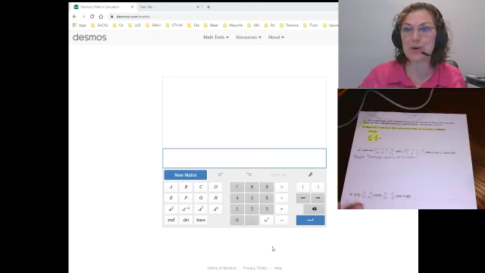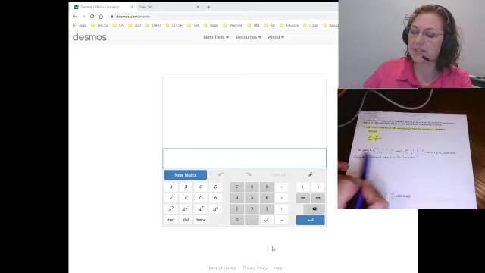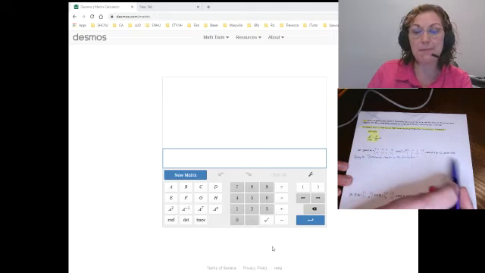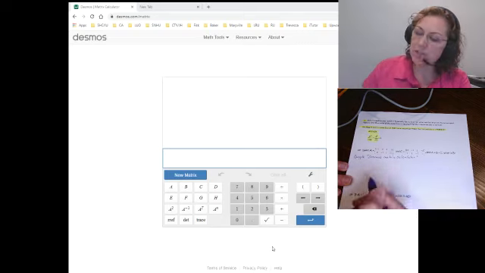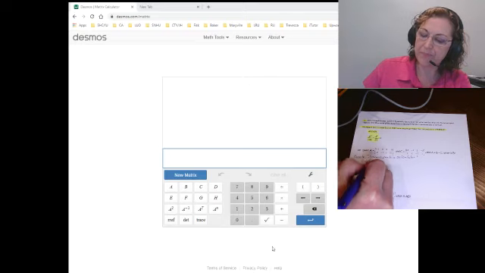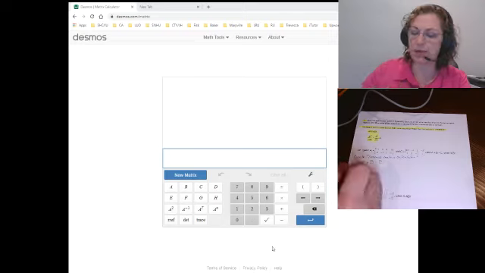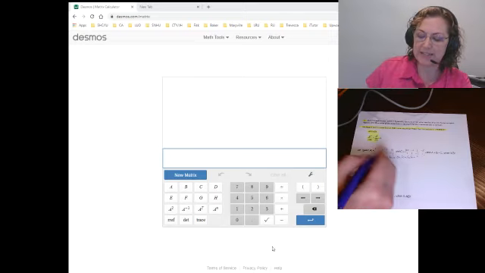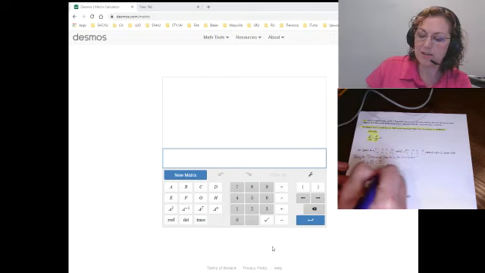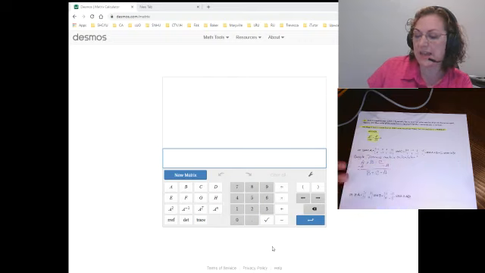I've got my Desmos matrix calculator there. Let's take a look at the problem first. It said, given that A is this matrix and C is this matrix, and we know A plus B equals C, we want to find B. So think about your equation first before we do anything with the matrix calculator. In order to get B by itself, I would have to subtract A. So that's what we're going to do with our matrices: C minus A.